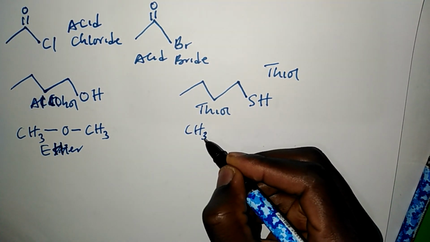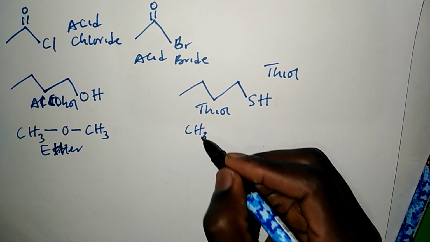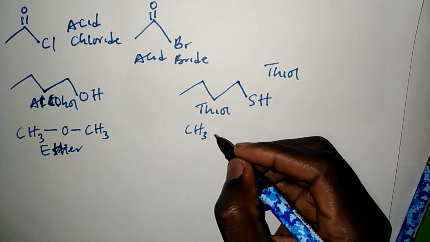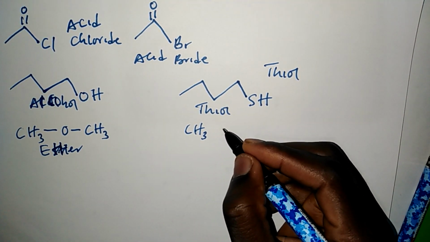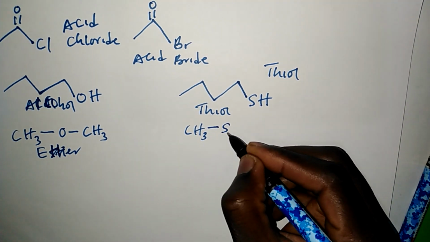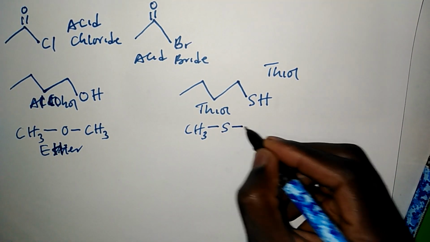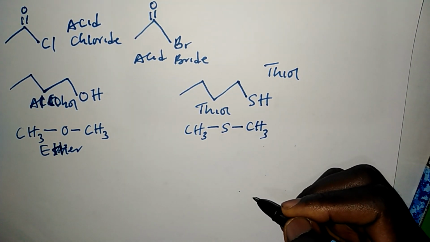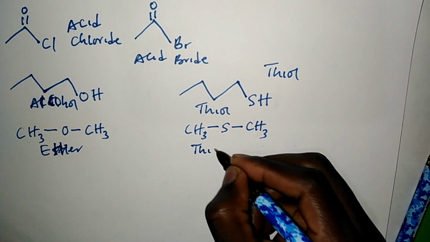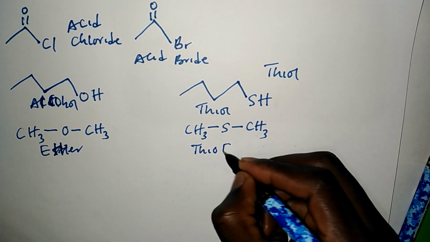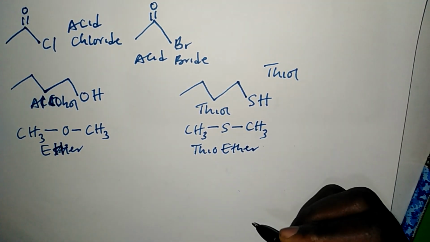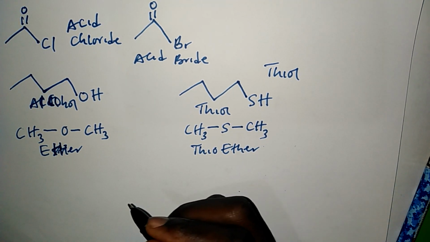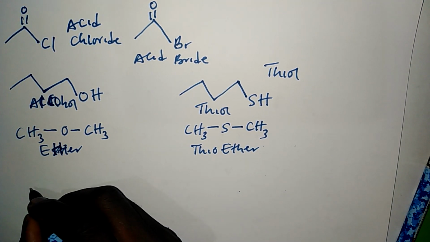What if you now replace that ether? You have C double bond like this. Now, instead of oxygen, you put sulfur, and then you put C double bond. You put another carbon atom at the end. Now, this particular one is called a thioether, right?